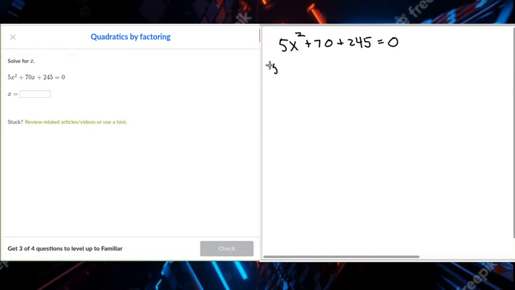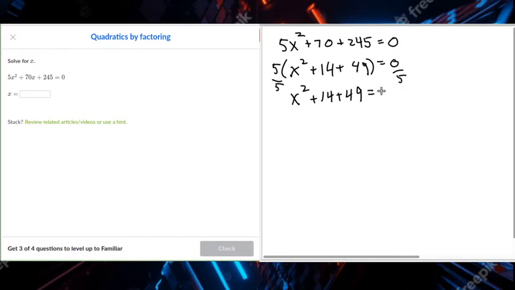So I'm going to factor out this 5 and get x squared plus 14x plus 49 equal to 0. Now I can divide both sides by 5, and this is going to be 1 and this is going to be 0. So I'm just left with x squared plus 14x plus 49. In the next examples, I'm going to skip over this factoring out part. I'm just going to divide both sides by 5 and go to here directly.